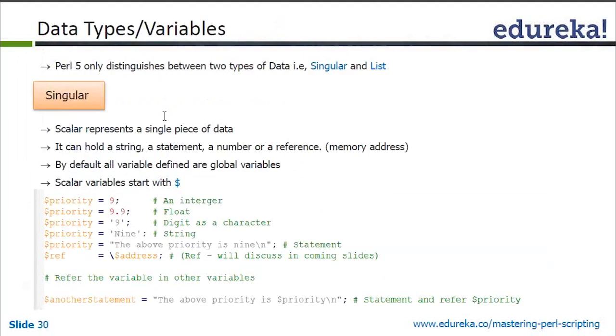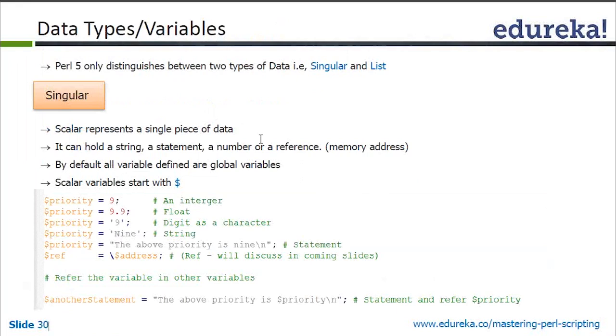I'll go to the next slide. So, the data types. This is the most important thing in Perl. It is very much different for people who have prior expertise writing code in C. In C and C++, we have int, float, char. We don't have this kind of data types at all in Perl. What Perl 5 specifies is singular or list. Singular is something which we specify as scalar.